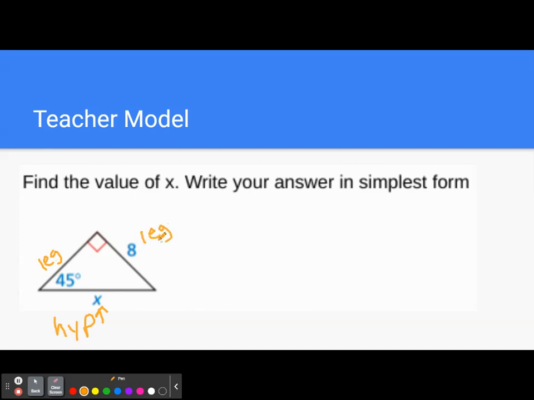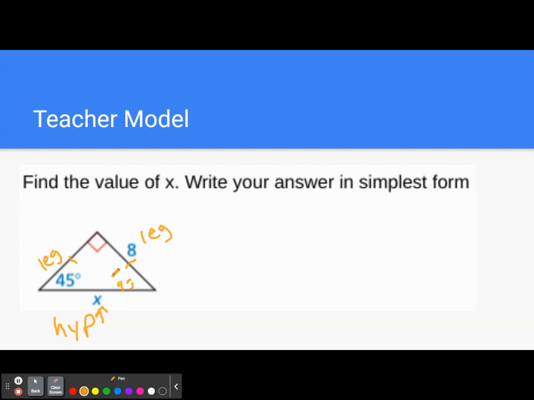And how I can tell it's 45, 45, 90: there's 90, there's 45. That automatically makes this angle 45. Does it have to be, I don't know, are the two lesser values the legs? Yeah, the hypotenuse is always the biggest.